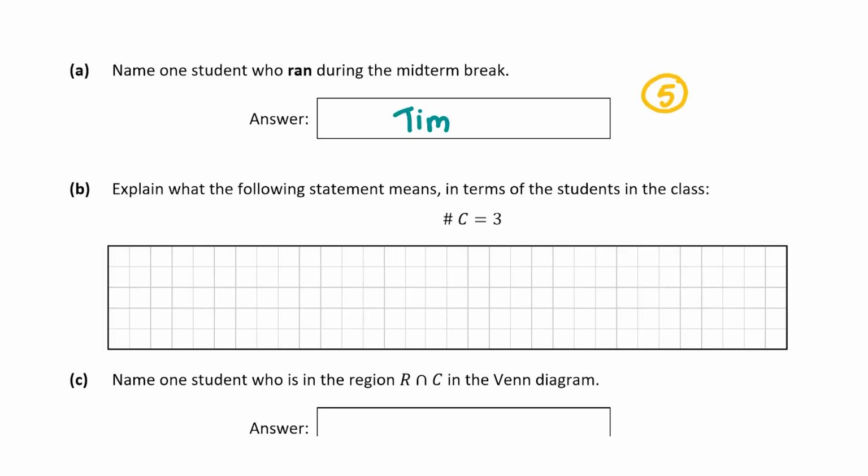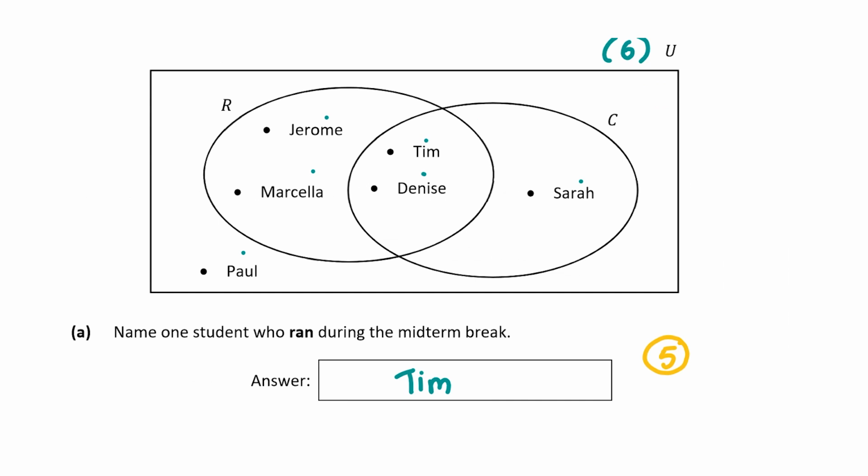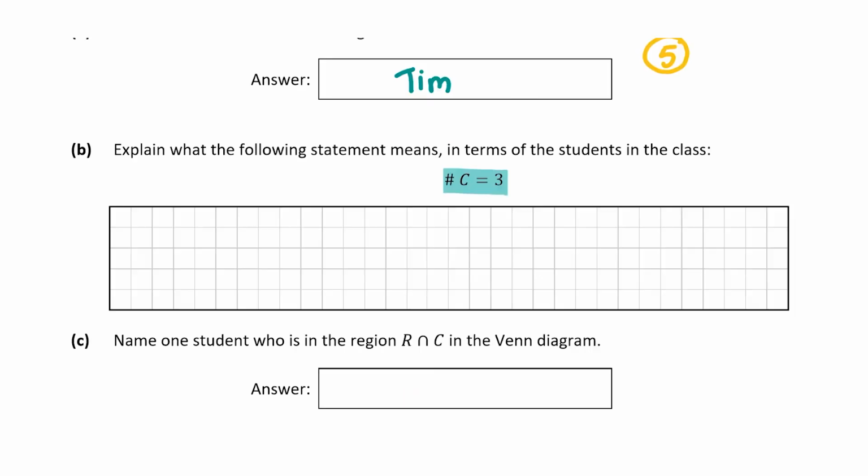So now let's move on to question B. Question B asks us to explain what the following statement means in terms of the students in the class. So we have the number of C is equal to 3. So if we look at the diagram, we can see that in the set C, there are 3 students. So that means that the number of students who cycled was 3. So the answer is 3 students cycled over the midterm.